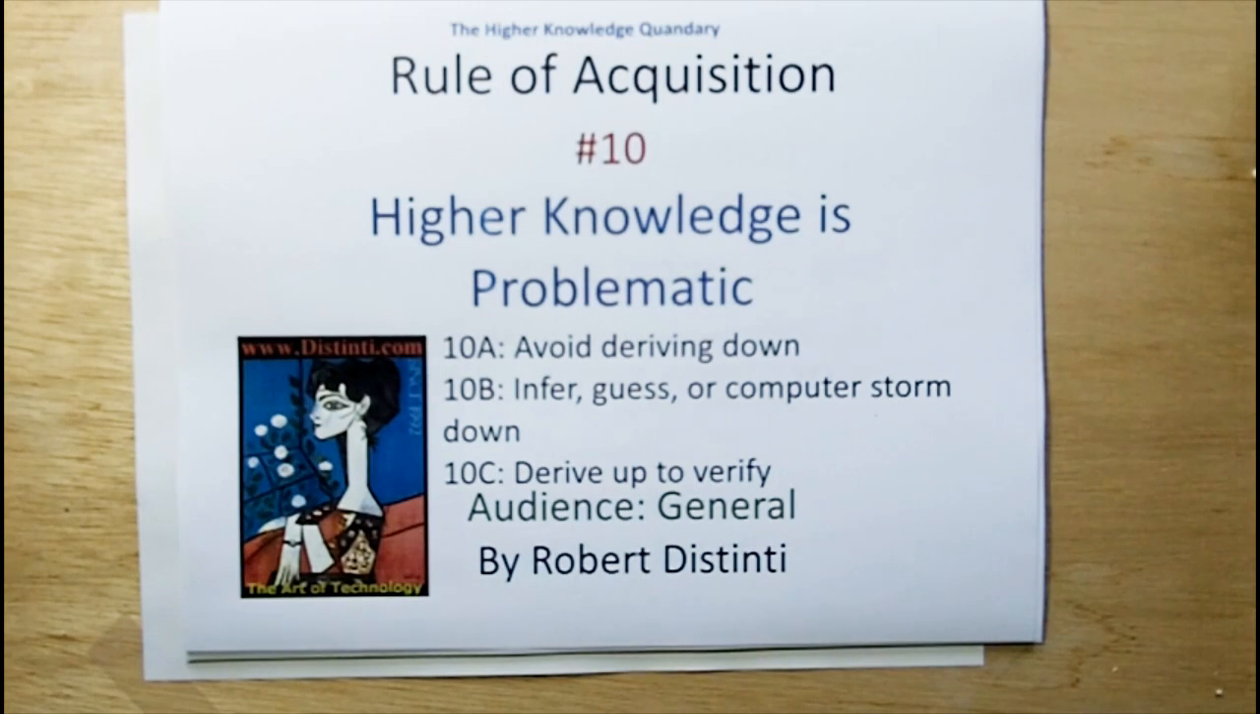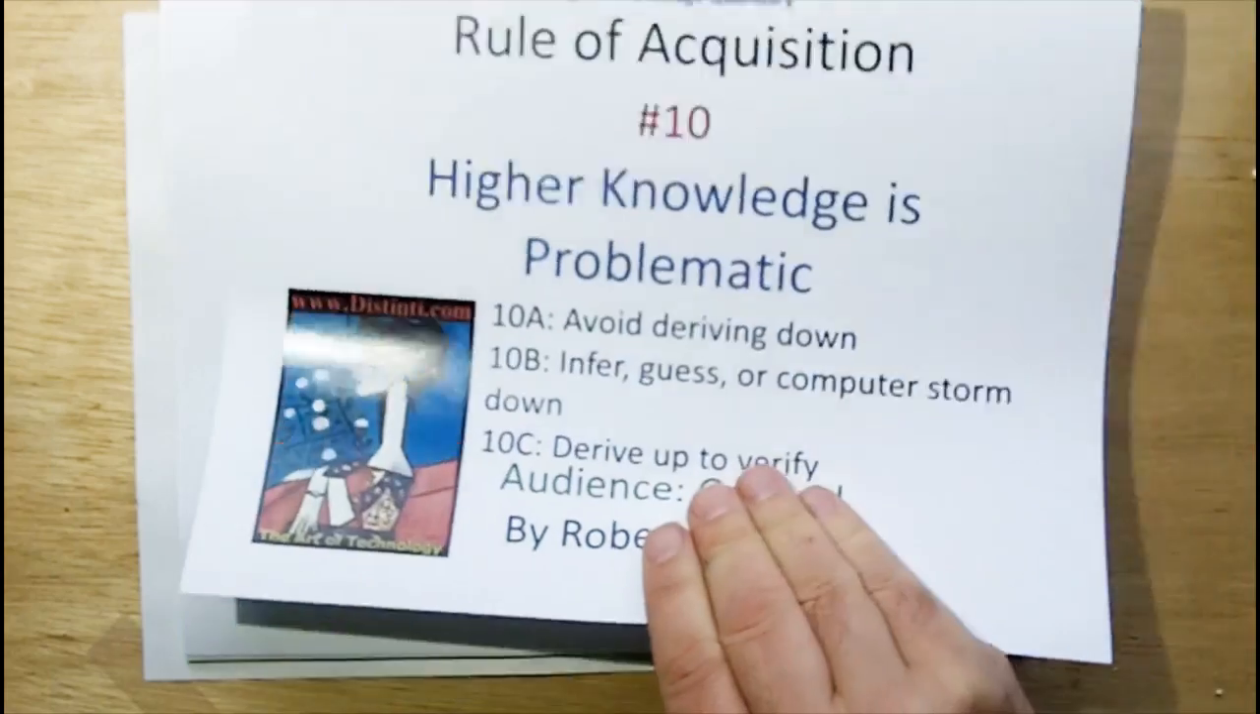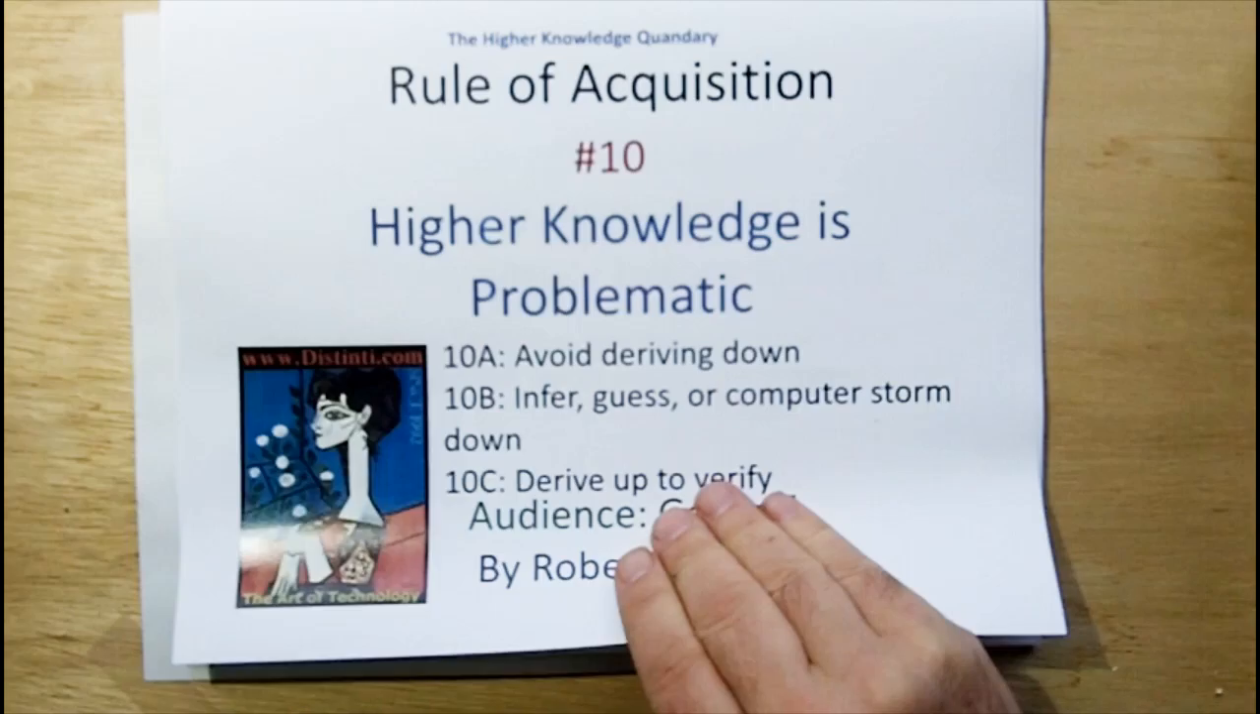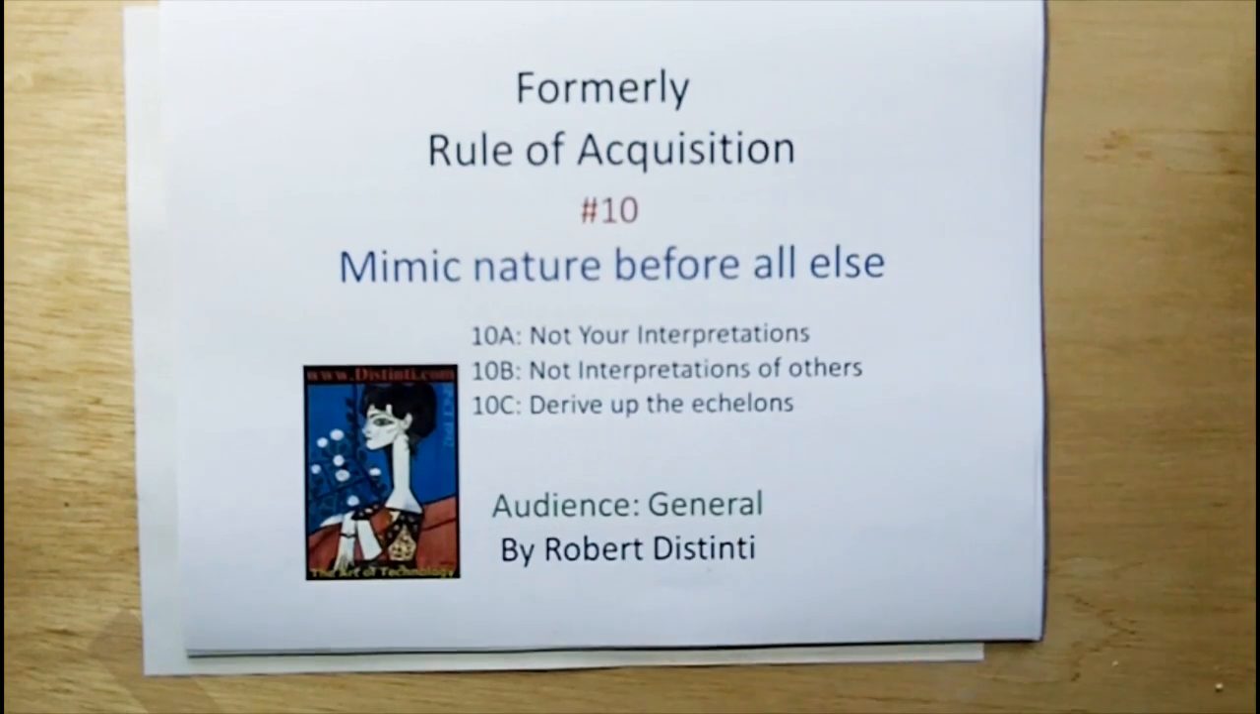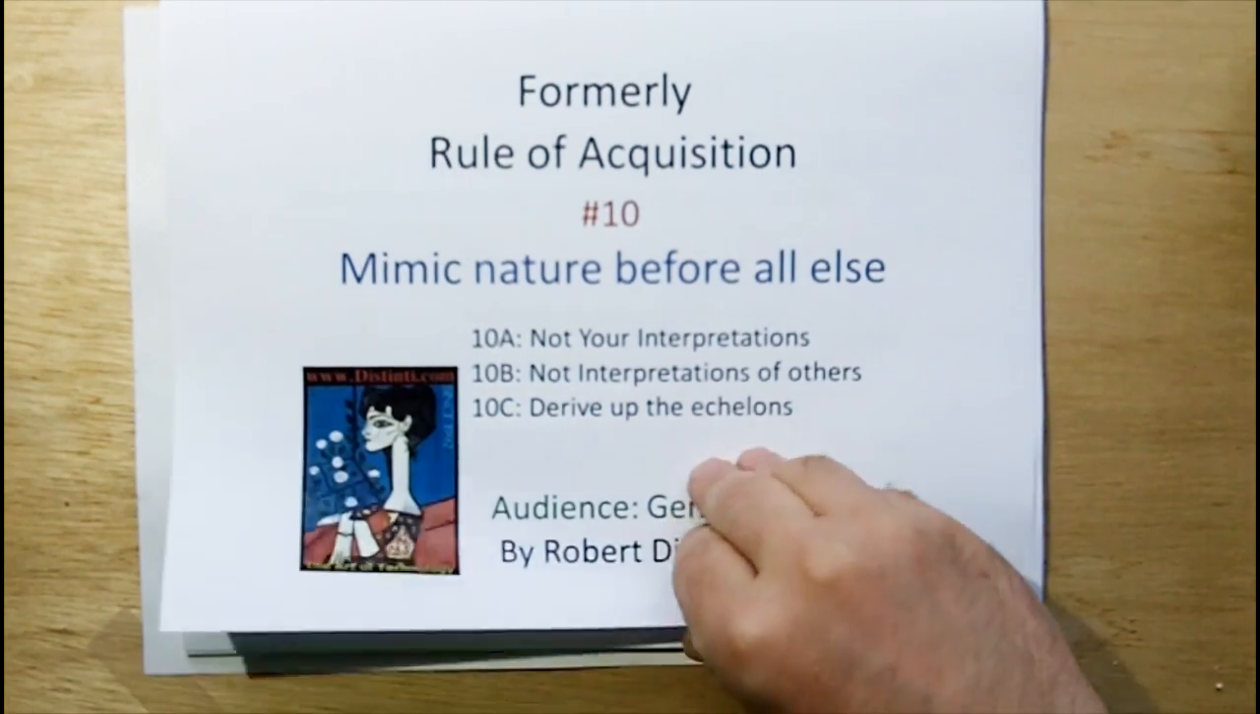Hi, this is the 10th rule of acquisition redo. This 10th rule of acquisition is something I've been struggling over for a long time because I could never quite get it in a coherent thought. Previously called "Higher knowledge is problematic," which fits it perfectly, instead of "Mimic nature before all else." And you're going to see it's the same argument, but the old wording really didn't make any sense.